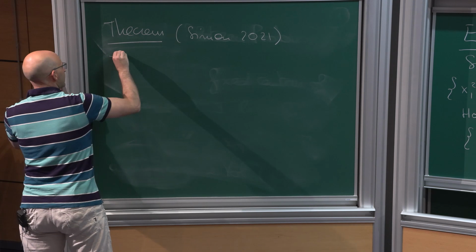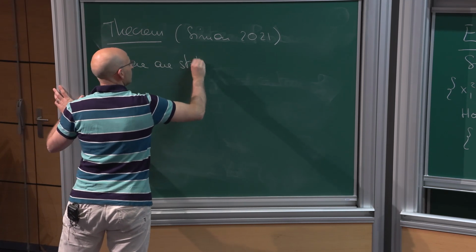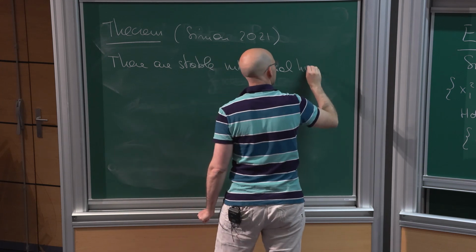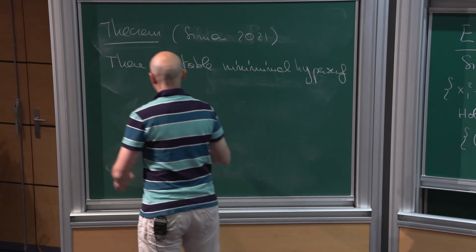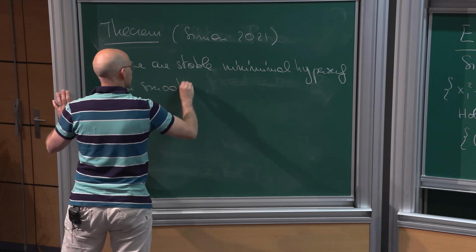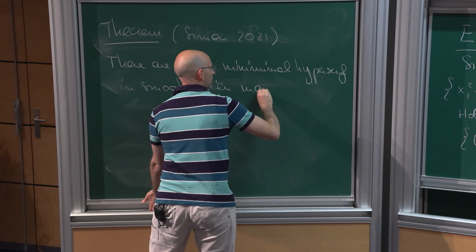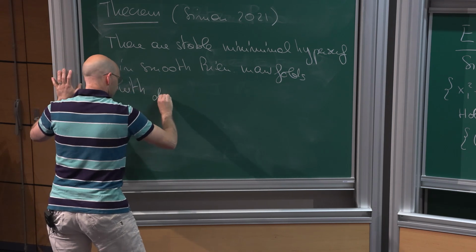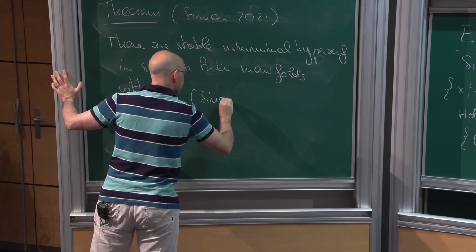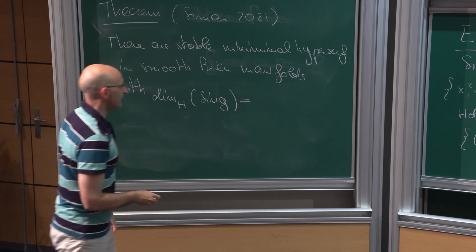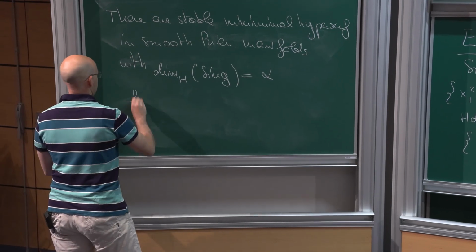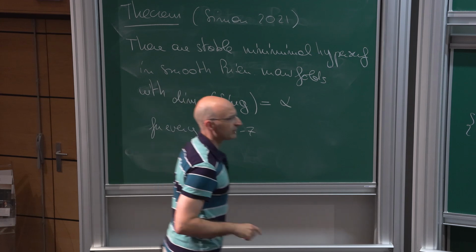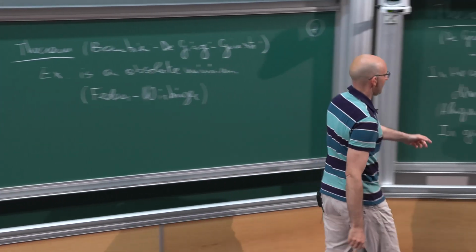And the theorem essentially says that there are stable minimal hypersurfaces in Riemannian manifolds, in smooth Riemannian manifolds, whose singular set is a fractal of any assigned dimension alpha, for every alpha that you can assign which is less or equal than m minus 7, which is kind of compatible with this dimension bound.